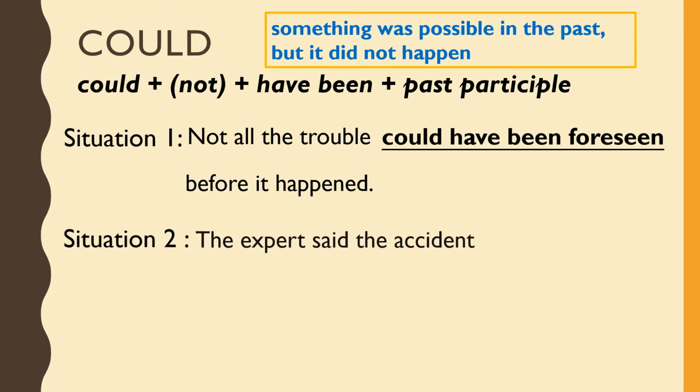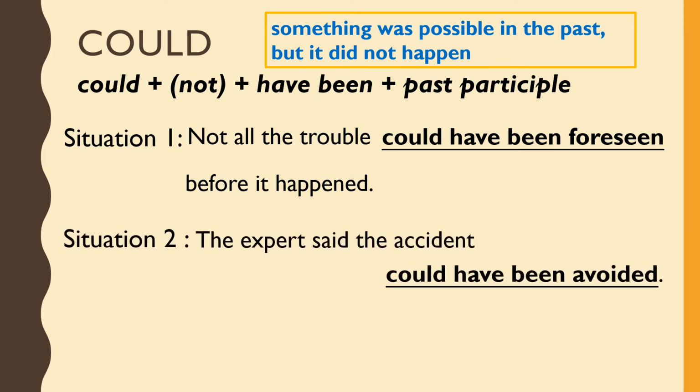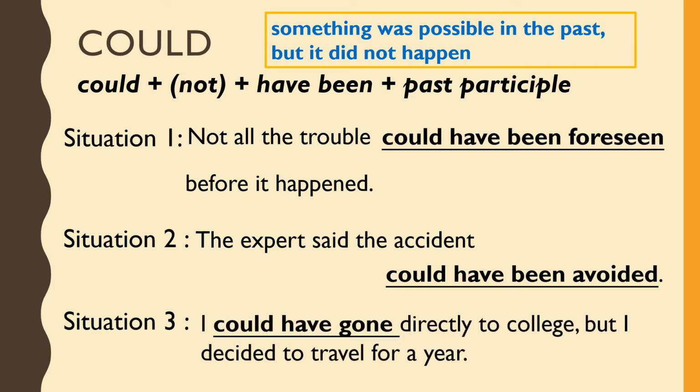In situation 2, the expert said the accident could have been avoided. That means if someone had noticed, then the accident would not have happened. It could be avoided, yet the accident happened already. For situation 3, I could have gone directly to college, but I decided to travel for a year. That means I could go directly to college, but I didn't.